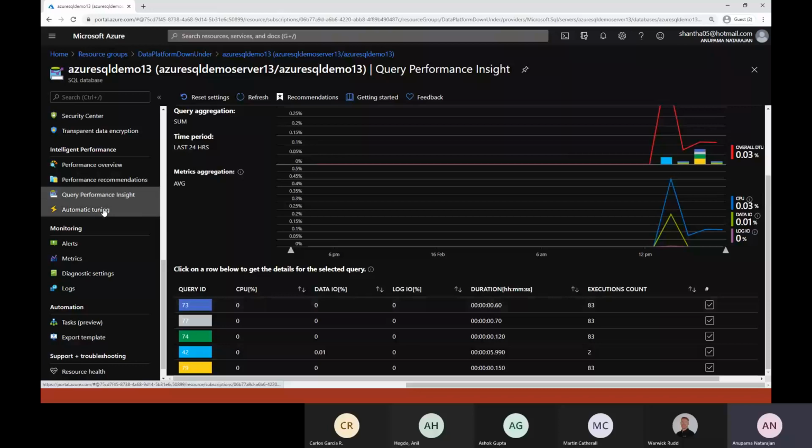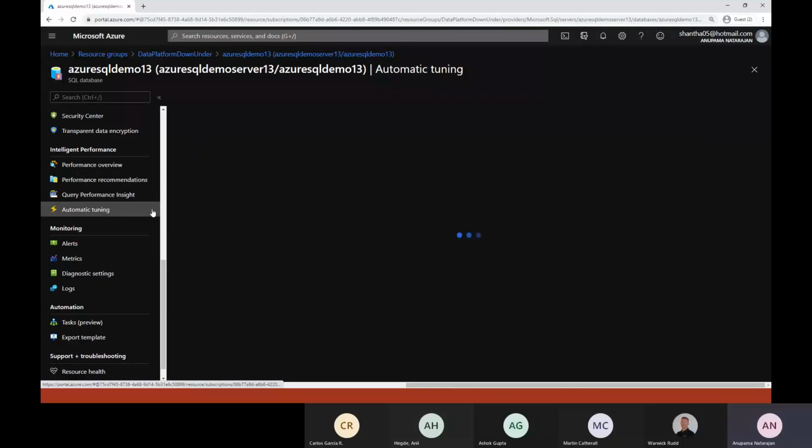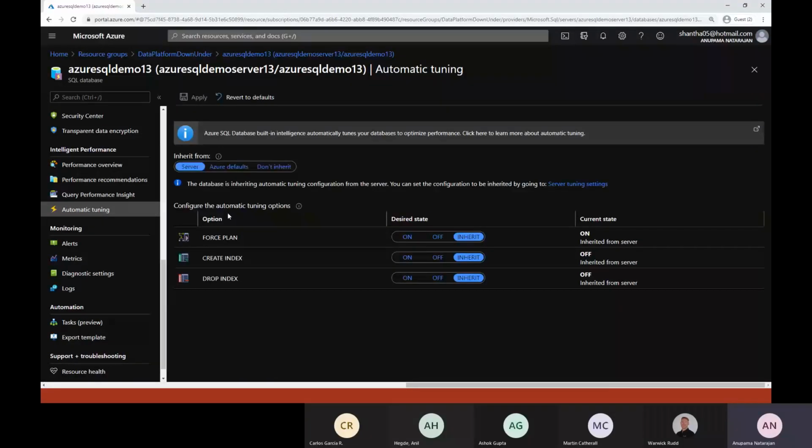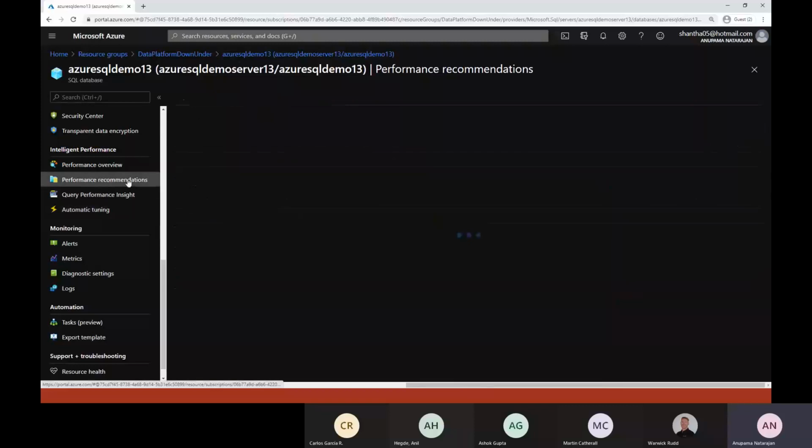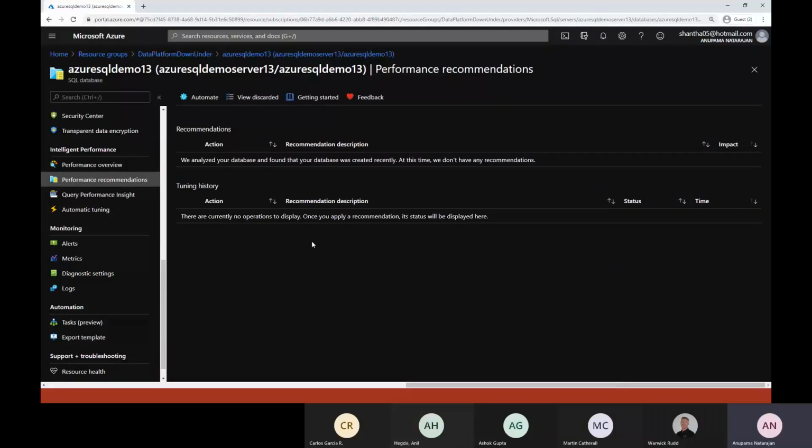And of course, you can turn on automatic tuning. And if you really need to, otherwise, you can just look at the performance recommendations that are provided by Microsoft or Azure. And then you can decide whether you want to apply it or not.